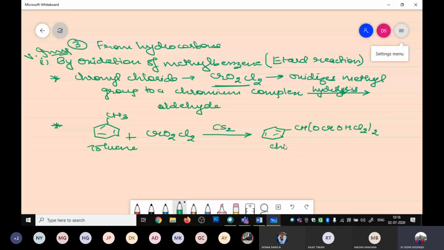Now this particular chromium complex undergoes a hydrolysis process. When it undergoes a hydrolysis process, it is going to give you the corresponding aldehyde. What does corresponding aldehyde mean? Like in the starting we were having the methyl benzene. Methyl benzene means what? That you had only one carbon atom. Methyl means one carbon atom.